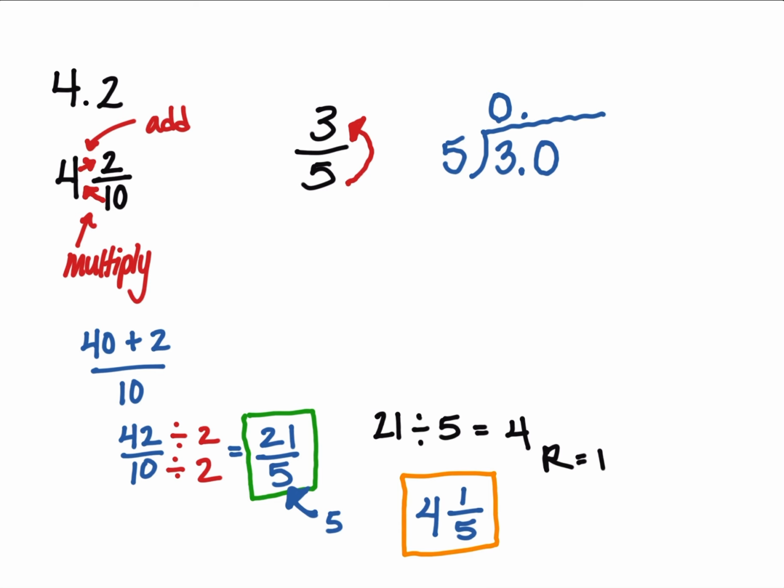And how many times can 5 go into 30? 6 times. Boom. So bring 6 times 5 down, which is 30. 30 minus 30 is 0, so there's no remainder. And your answer is 0.6. So that is how you turn a fraction into a decimal.